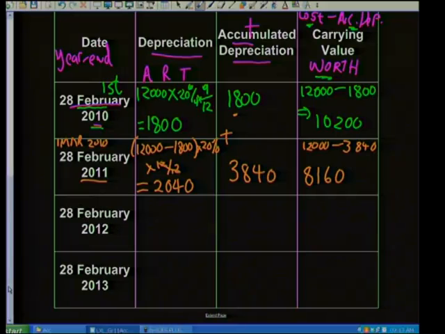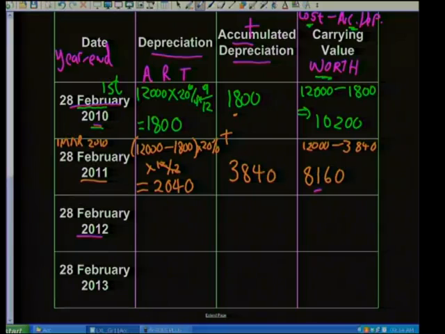Okay, right, we've got 2 more years to go, and let's now move on to the third financial year. The third financial year, guys, 28th of February 2012. Okay, so for the 2012 financial year, your depreciation calculation again will be as follows. I'm going to take again my 12,000, which is the cost, minus accumulated depreciation 3,840, in other words, the carrying value. So the carrying value of this asset is 8,160.